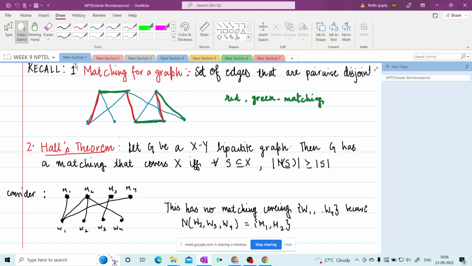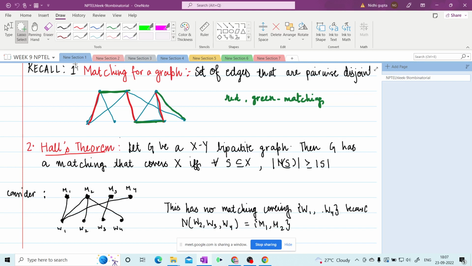Then G will have a matching that covers X if and only if, for any subset S of X, the order of the neighborhood of S is greater than or equal to the order of S. By the neighborhood of S we mean, if we have just one vertex in our set S, all other vertices which are adjacent to it. And if we have multiple vertices in S, we are collecting all the vertices which are adjacent to at least one of the vertices in our set S.